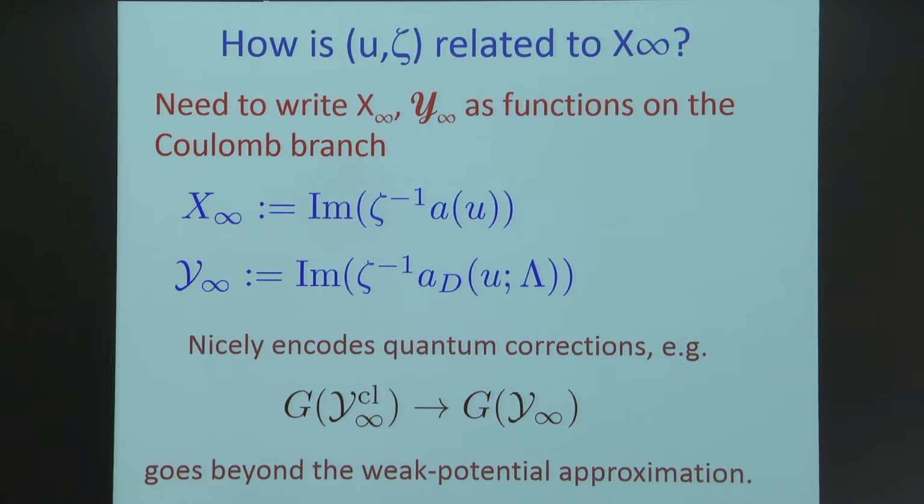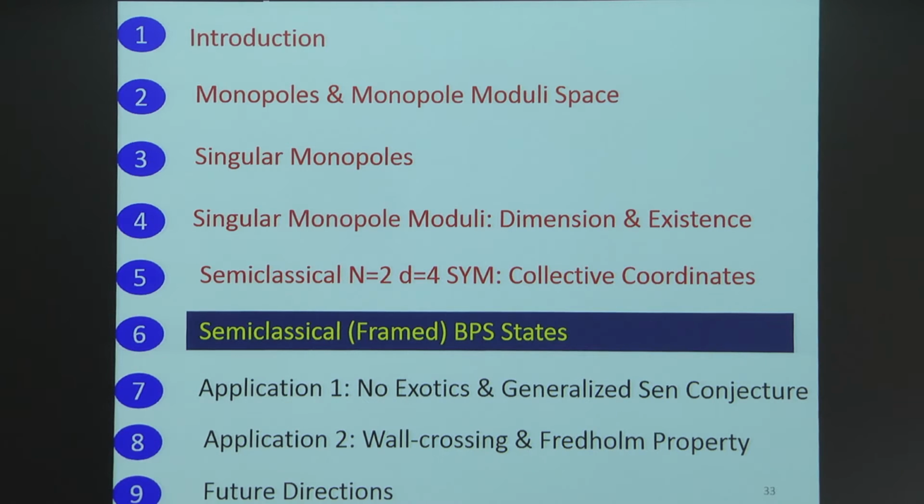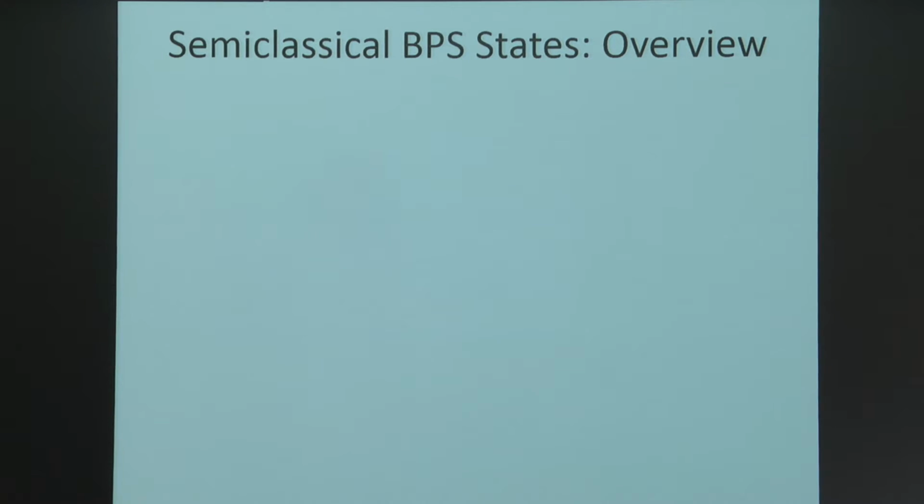Now, in the remainder of this talk, I'm only going to be talking about vacuum expectation values, so to save writing, to save our eyes, I'm just going to call those x and y, but I'm always talking about vevs from now on. So now we're all set up to give the geometrical formulation of BPS states in the semiclassical regime. So let's start with an overview before we get into the technical details.